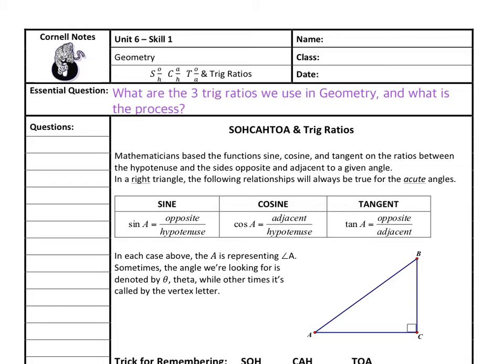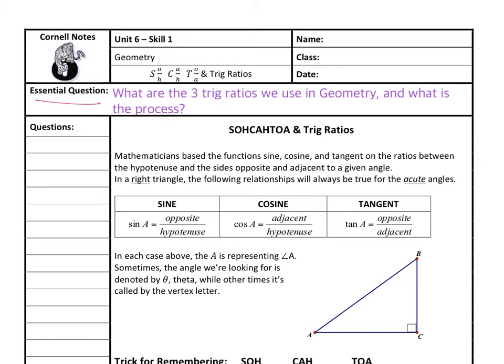And Unit 6 is probably my favorite unit. It's our trigonometry unit. So we're going to start here with Skill 1, and the essential question for today is: what are the 3 trig ratios we use in geometry, and what is the process? So meaning, how do we use those 3 trig ratios?